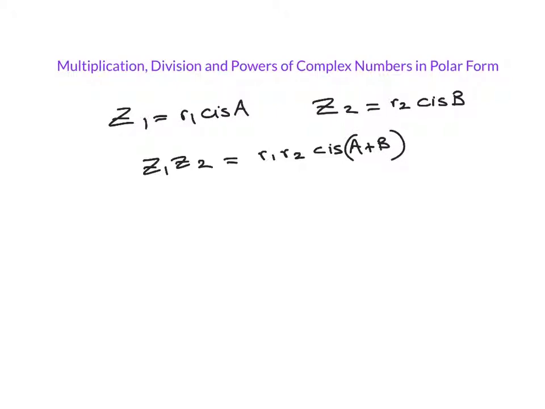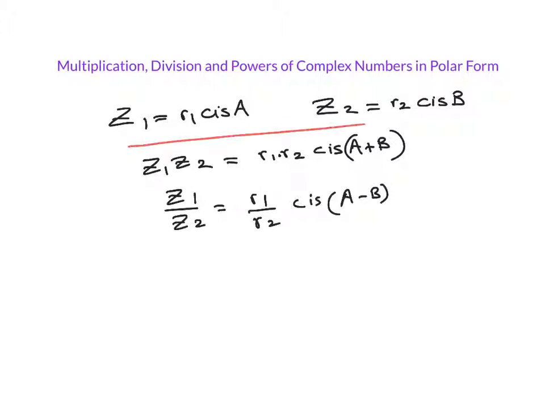So it will become R1 times R2 cis A plus B. And if I'm dividing the two complex numbers, then that would be R1 divided by R2 cis of A minus B. So I divide the R's, but I add the angles if I'm multiplying, and I subtract the angles if I'm dividing.